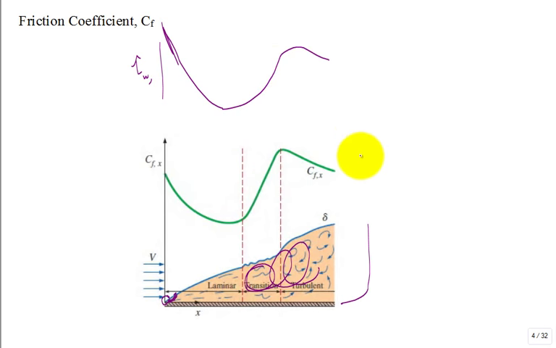Now what you do is you take that shear stress at the wall and you normalize it to have the local friction coefficient and you get the same profile. So that's what they're showing you. Is this one dimensionless? Yes. Is this one dimensionless? No. This one has units of newtons per meter squared. It's the shear stress, viscous shear stress at the wall.